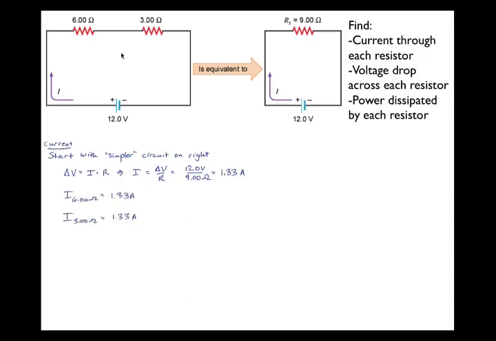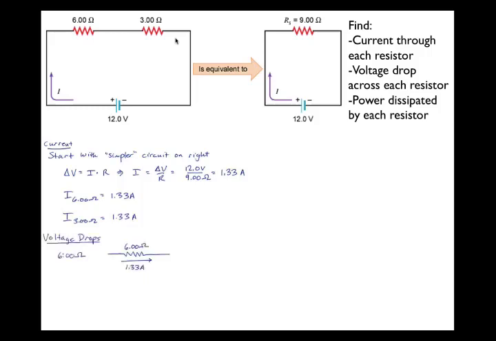So how much current will be going through the 6 ohm resistor? Well, it's got to be the 1.33 amps. How much goes through the 3 ohm resistor? Again, it has to be the 1.33 amps, because in series circuits we observe, when we do this in the lab, that the amount of current is the same at each point around that loop.